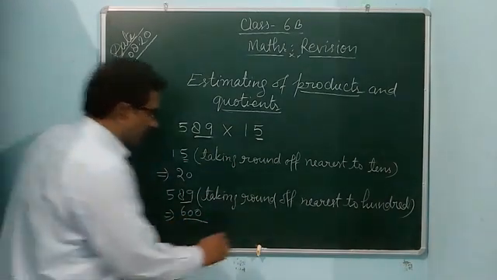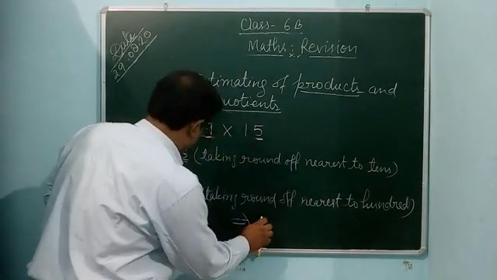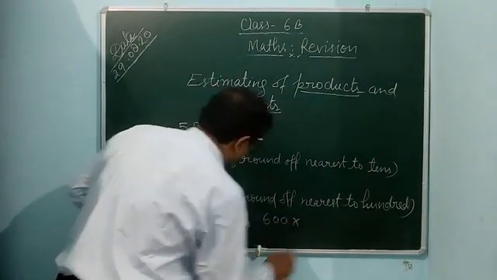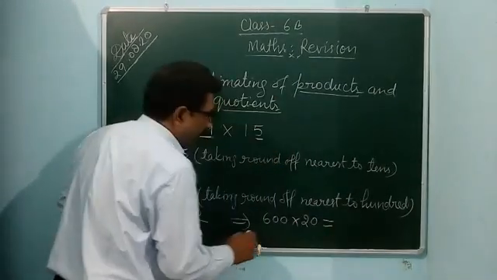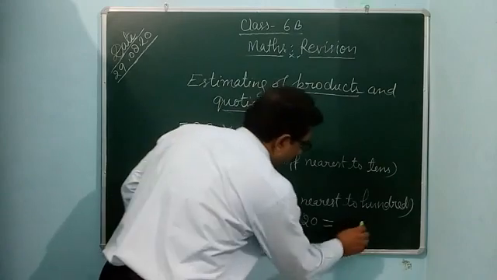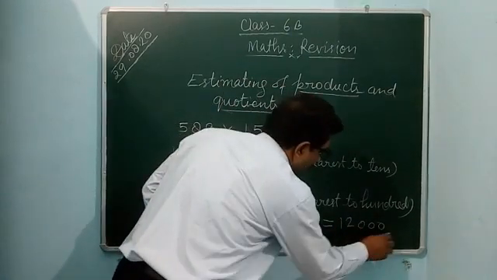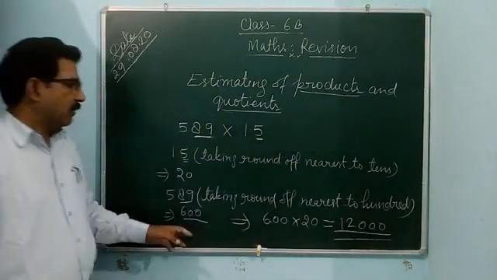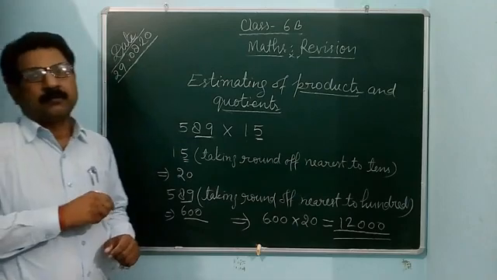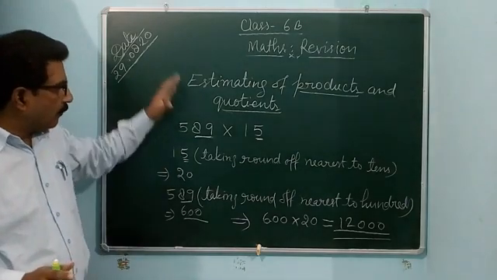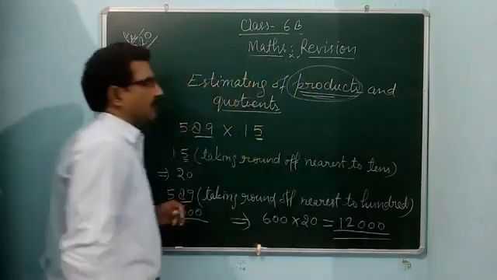So now the product: 600 multiplied by 20 is equal to 12,000, since 6 times 2 is 12. So 12,000 is the estimated product. In this way you can do estimating products.